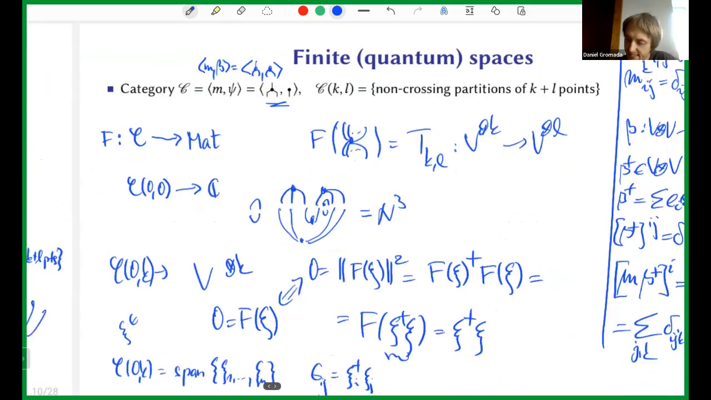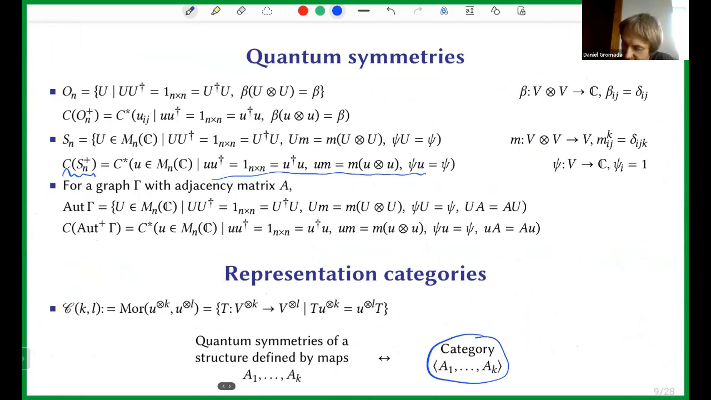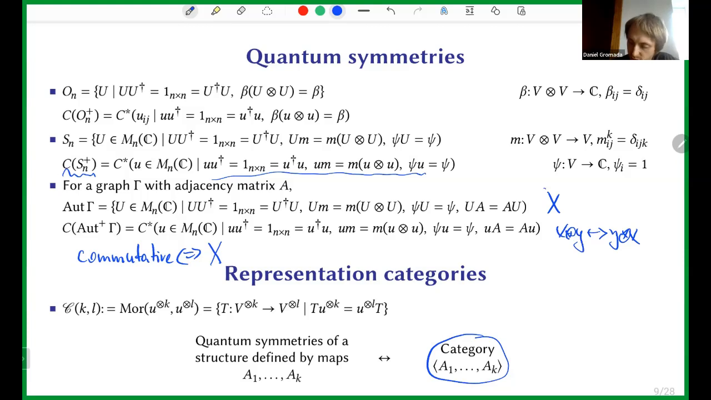Or maybe I can stay here and ask whether this algebra is commutative. I can write it here: commutative if and only if, and this is not an X, this is a diagram standing for the flip map. This diagram stands for a map sending X tensor Y to Y tensor X. So the algebra is commutative if and only if the category contains the flip map.